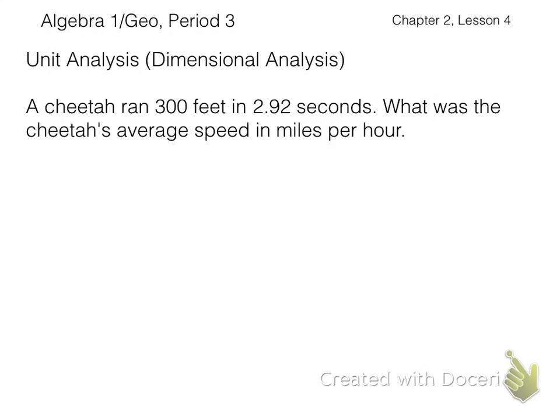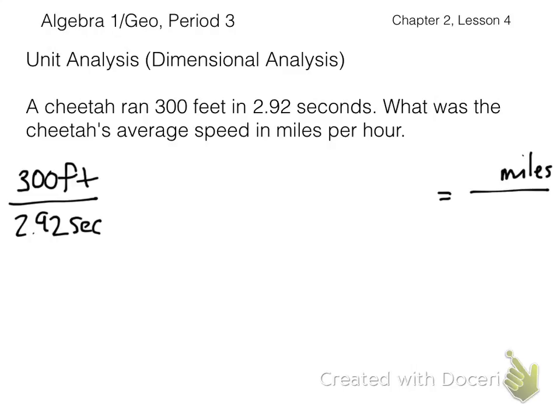Dimensional analysis, also called unit analysis, is something that I've taught, but I know it can confuse some people sometimes, so I'm going to go ahead and do a real quick example just as a refresher. A cheetah runs 300 feet in 2.92 seconds. What was the cheetah's average speed in miles per hour? So if we're doing 300 feet in 2.92 seconds, we need to get that to equal miles over hours.